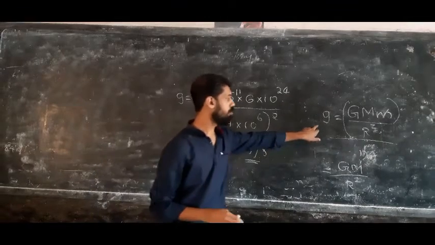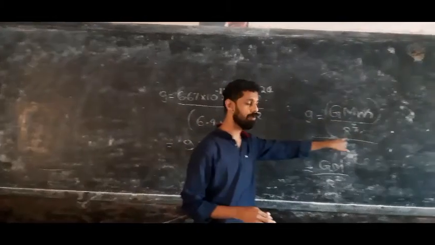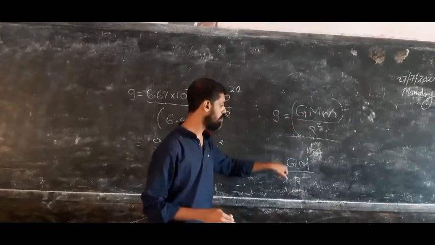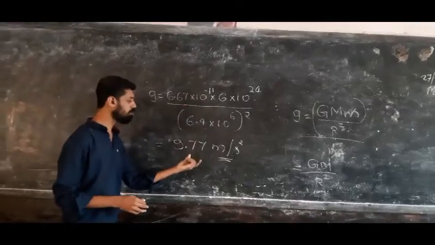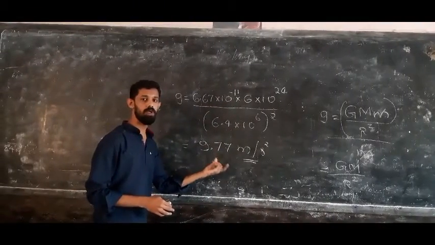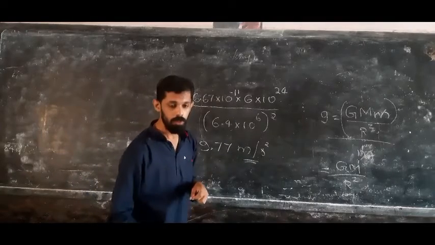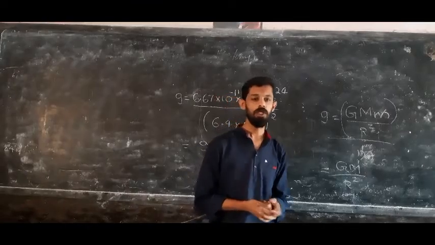Next, for F we are going to substitute G m divided by R square, divided by m. The m gets cancelled, remaining G m divided by R square. Substituting the values, we will get 9.77 meter per second square. Now, next we are going to see what the factors are that this value depends on.